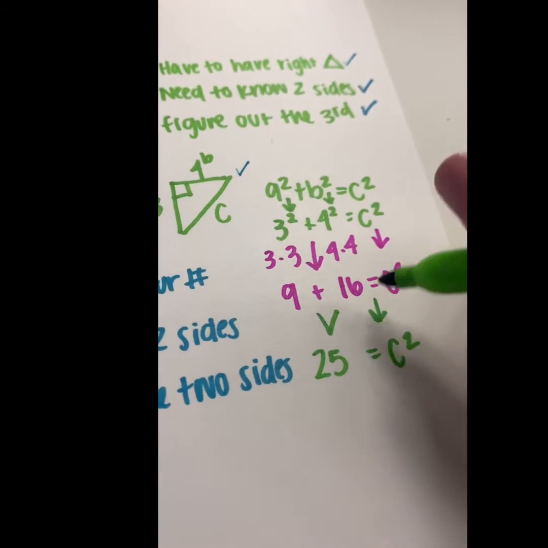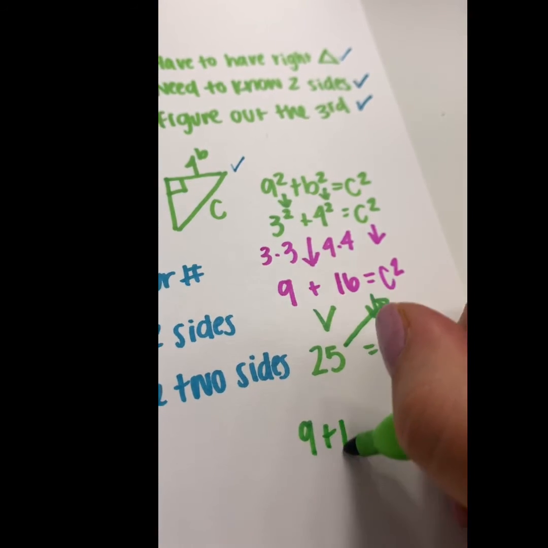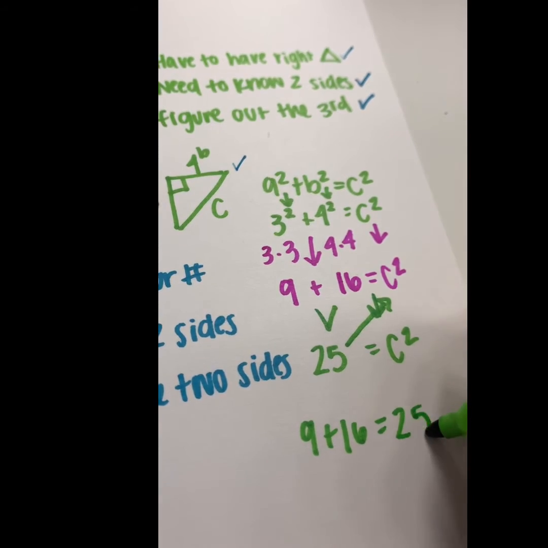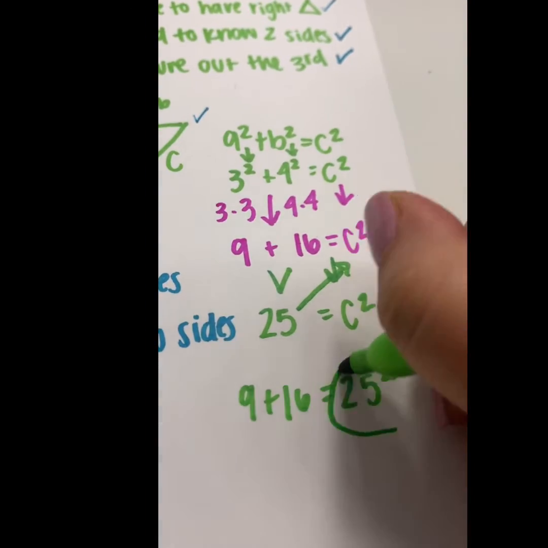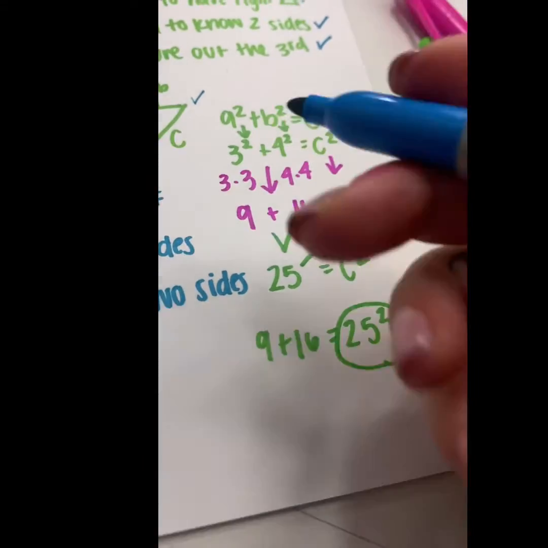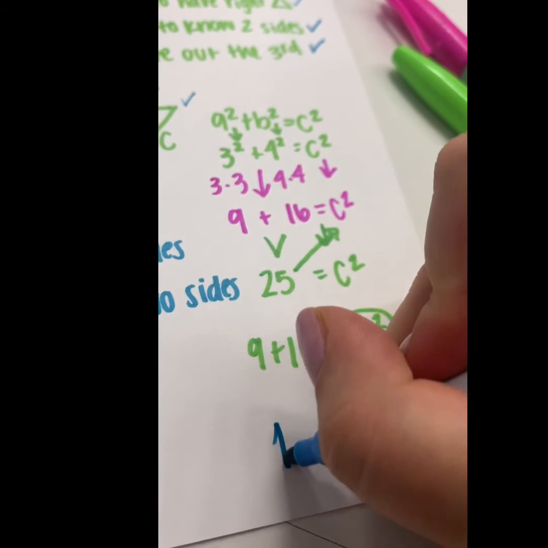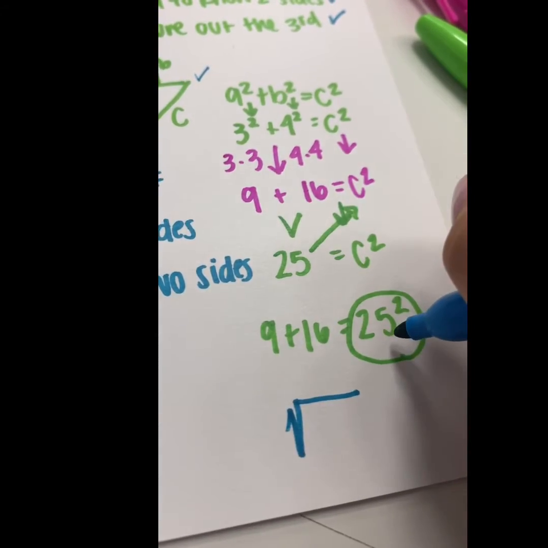So basically, we're going to take that 25 and fill it in for c. So now we have 9 plus 16 equals 25, and that equals c squared. Okay, now we can't leave our answer as c squared. We need to simplify it even more. So what we're going to do is we're going to find the square root.